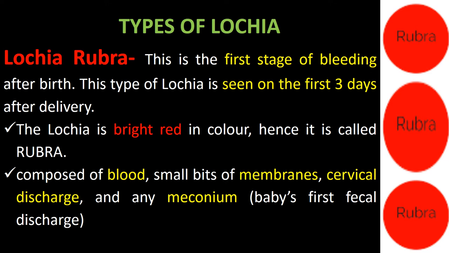Coming from the word rubra, the lochia rubra is bright red in color, and it is composed of blood, sometimes small bits of membranes, cervical discharges, and even meconium or the baby's first fecal discharge. So the first type of lochia is lochia rubra, and it appears on the first 3 days of life, and the color is bright red.